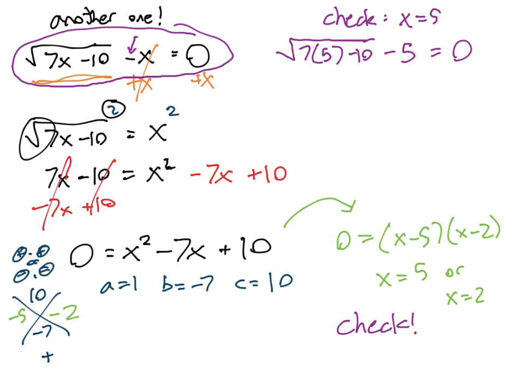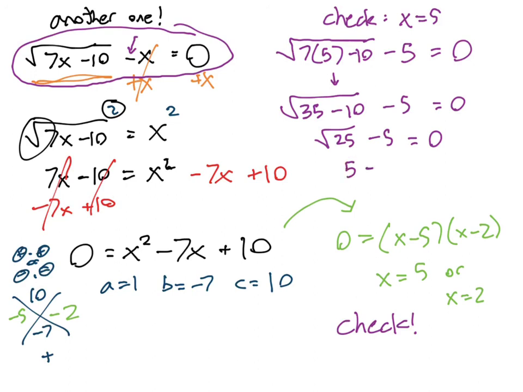Inside of our square root, we have 7 times 5 is 35. And 35 minus 10 gives us 25. The square root of 25 is 5. So we get 5 minus 5 is equal to 0, which says 0 is equal to 0. And that does work. That is true. So we would say that x equals 5 is a valid solution.